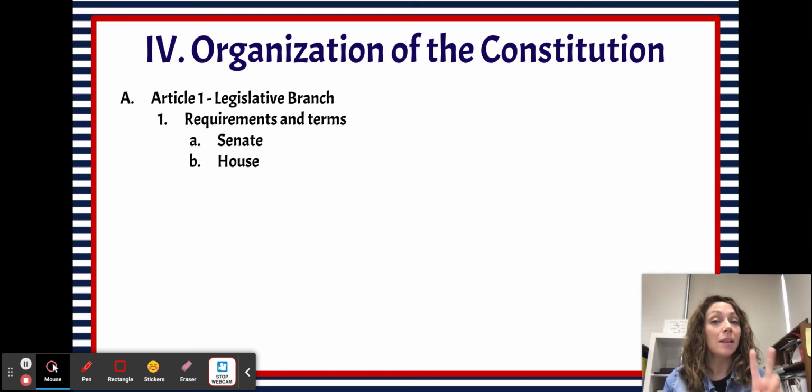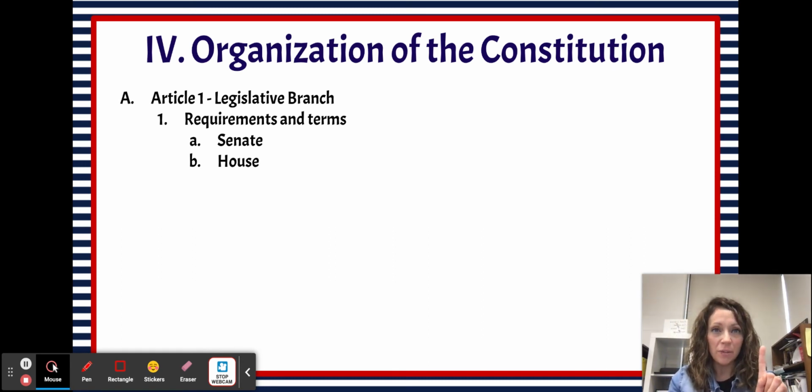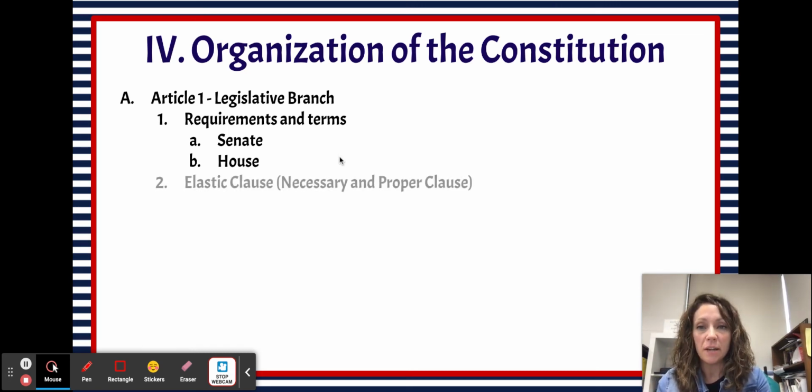You have to live in the state that you're going to represent, and you have to have been a citizen for at least 9 years, okay? In order to be a member of the House of Representatives, you have to be at least 25 years old. You have to live in the district you're going to represent, so that chunk of the state that you're going to represent, and you have to have been a citizen for at least 7 years. Okay, so the requirements are a little lower to be a member of the House of Representatives.